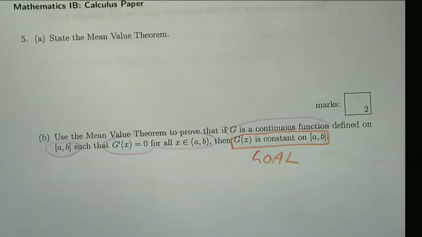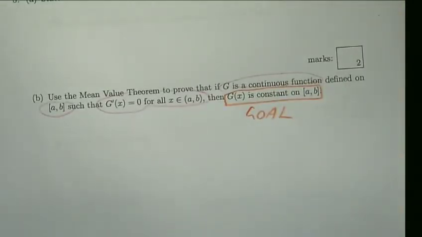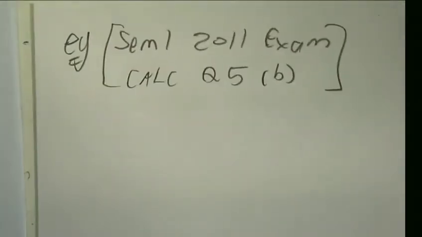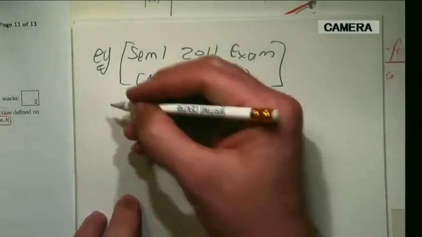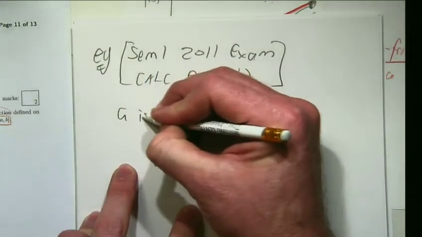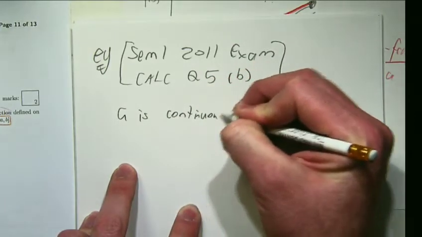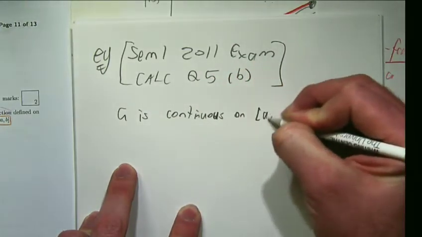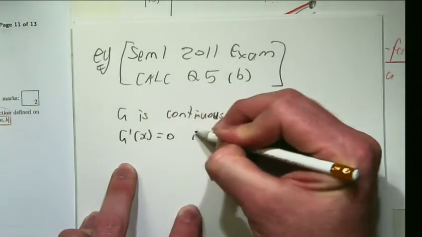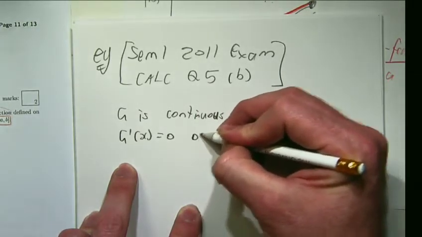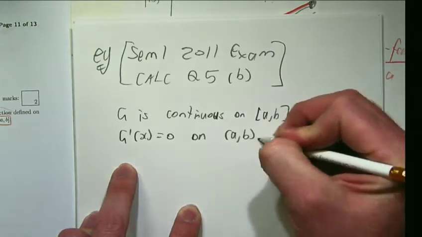Okay. All right. So what I'm going to do is, this is how I do a proof, I put the stuff I started with at the top and the stuff I want at the bottom and hope that I can get from one to the other. It's a great strategy. So, we have that g is continuous on [a, b], g' is 0 on (a, b). Okay.